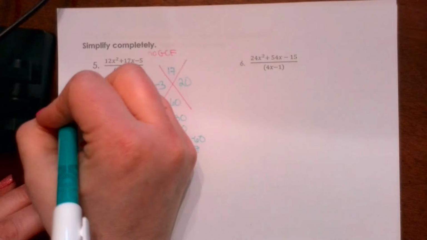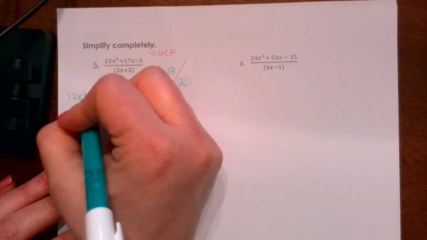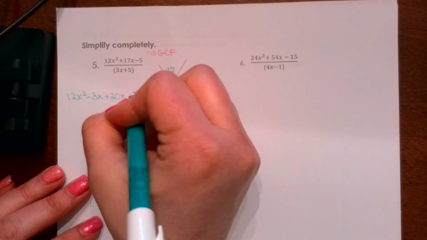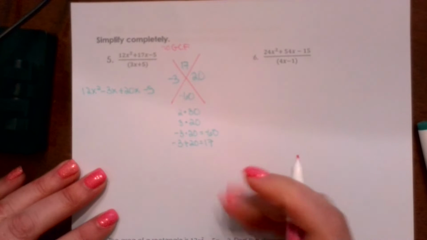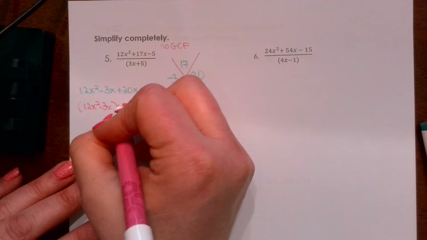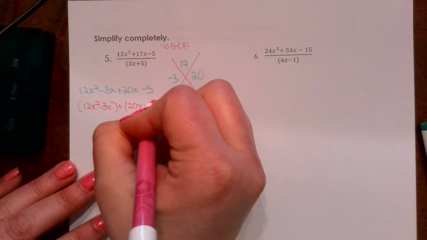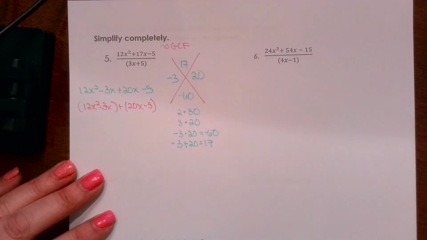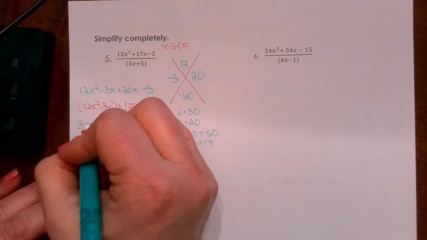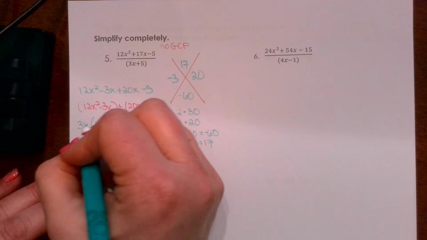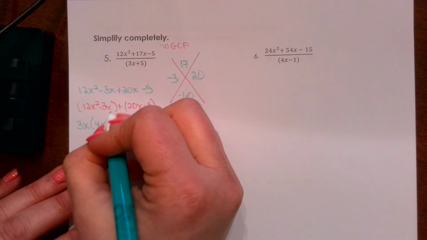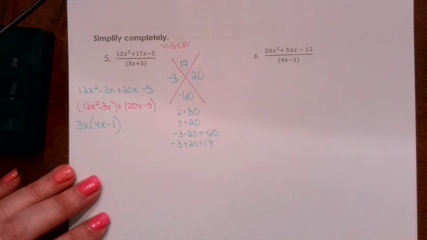So let's rewrite 12x squared minus 3x plus 20x minus 5. I'm going to piece that out into 2 binomials, 12x squared minus 3x plus 20x minus 5. Let's take out a GCF. It looks like I can take out an x and a 3. 12 divided by 3 is 4. 2 minus 1 is x. Negative 3 divided by 3 is negative 1. And 1 minus 1 is no x.